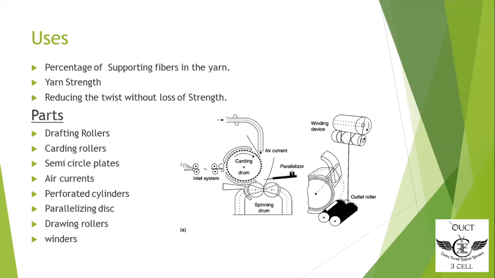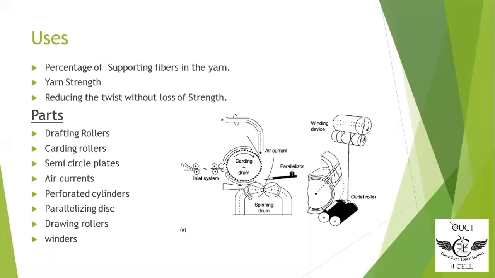What are the uses of this method 2? The percentage of supporting fibers in the yarn will increase. That will be very beneficial for the spinning system. When we have supporting fibers with a very good opening, that will be used for the spinning. And yarn strength is a very important category, along with reducing the twist without loss of strength. That is what we want, so reducing twist is also very important.